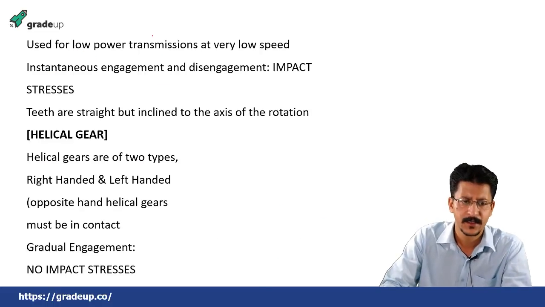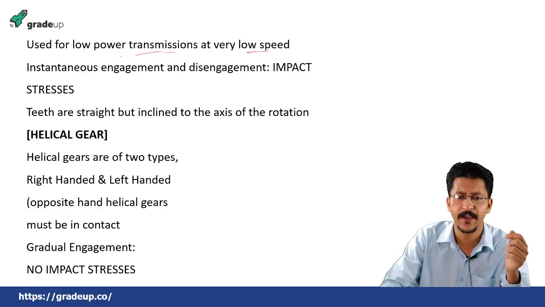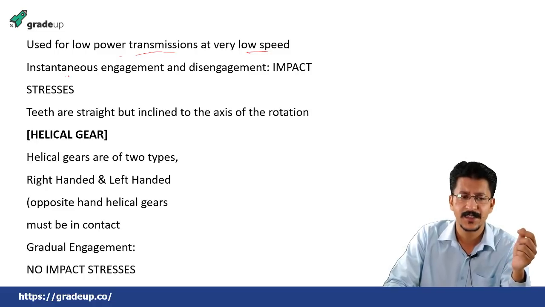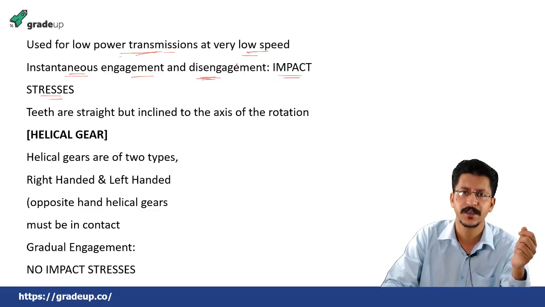But they are used for low power transmission at very low speeds. Why? Because there is instantaneous engagement and disengagement. The whole teeth of the gear will be engaged at once and will be disengaged at once. So due to the instantaneous engagement and disengagement, there will be impact stresses. So they are used for low power transmissions at very low speed.